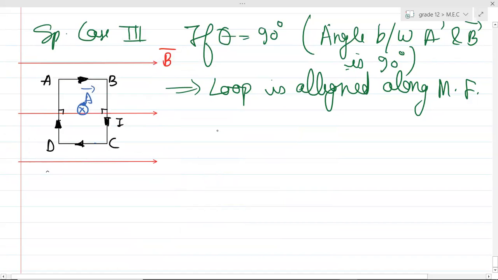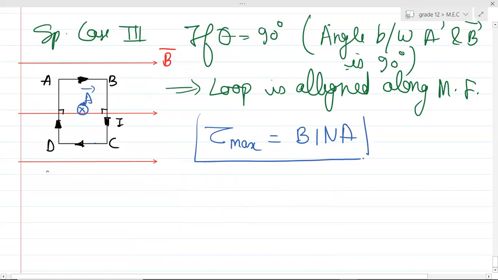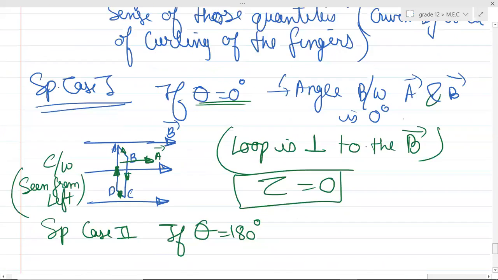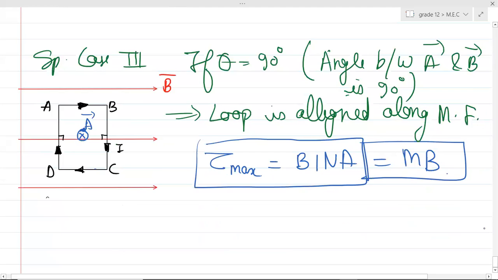Yes or no? In this case, the torque acting on it is maximum, and is equal to N I A B, the maximum value. Is this clear? I think the special cases are pretty much clear.